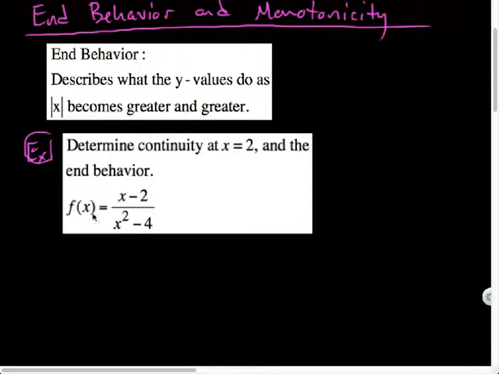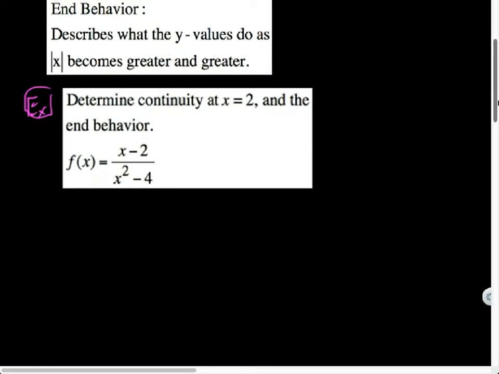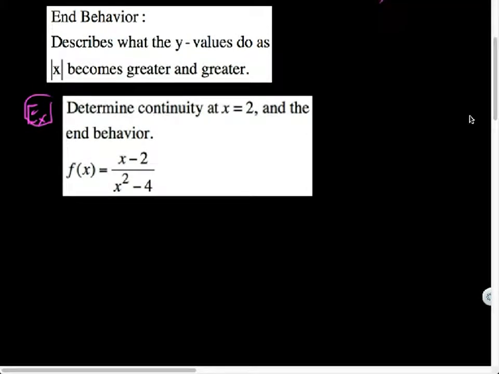So here's my function. I've got f of x is equal to x minus 2 all over x squared minus 4. And let us analyze this tabularly. I'm just making up words today. x minus 2 over x squared minus 4.